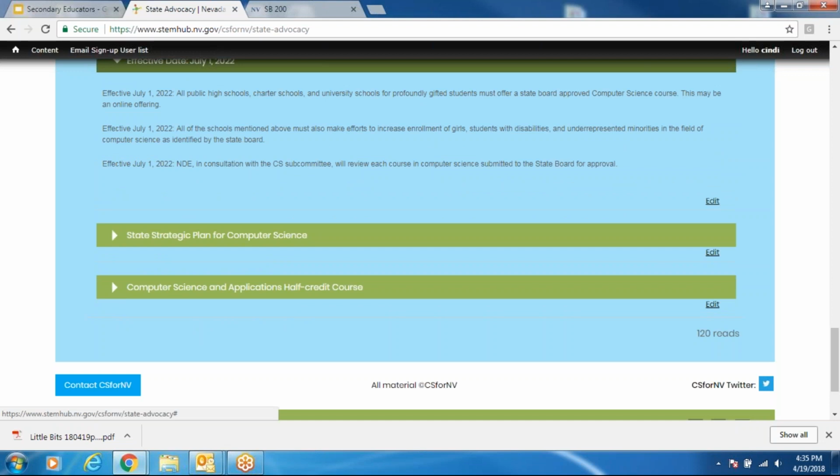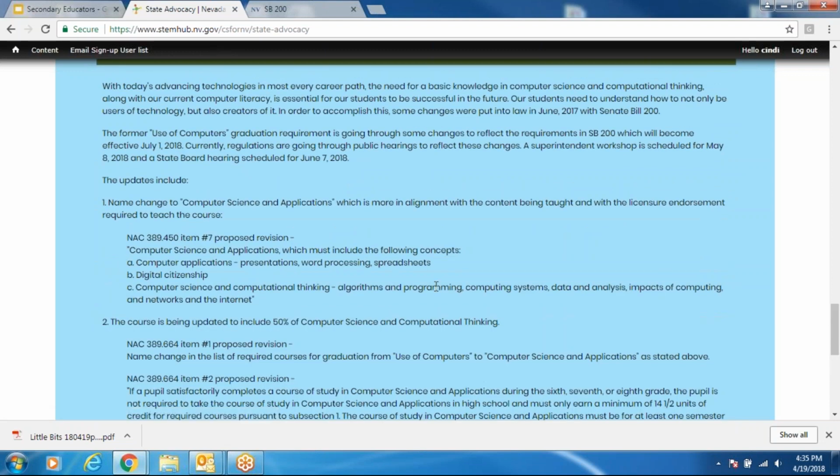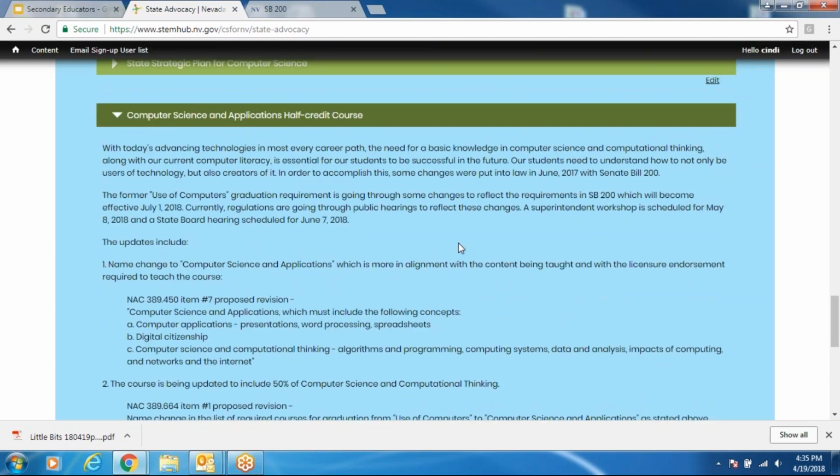Let's jump down here to the tab on this half credit course, and I'll explain that title there. There are some updates, obviously, because of the requirement for the half credit course to infuse 50% instruction of computer science and computational thinking in addition to the productivity tools. So one of the updates is to change the name of that course. I think currently it is Use of Computers in regulatory statute. I believe Computer Literacy is used as a title in the districts, but changing the name of that to Computer Science and Applications is more in alignment with the content being taught, and it's also in alignment with the licensure endorsement for this course to be taught. And I'll talk about that in a minute.